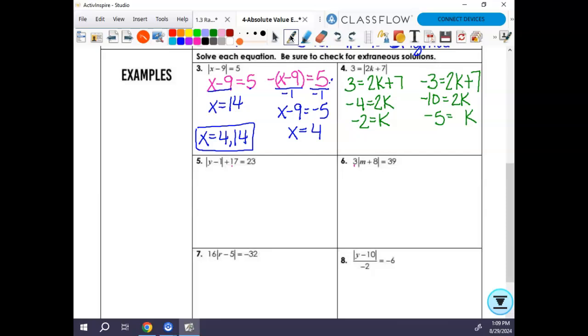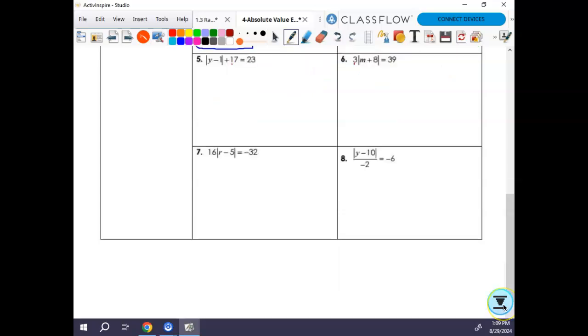Negative 5 times 2, that would end up giving me negative 3, so we're good. Okay, everybody on that? All right, so now just to remind you about the isolating part. To isolate this, that means I need just the absolute value all by itself on one side of the equal sign. So before I set up my equations, I have to move that 17. And to legally move it, what do I do? Subtract. So that gives me the absolute value of y minus 1 equals, what is 23 minus 17? 6. Okay. Everybody good with that?